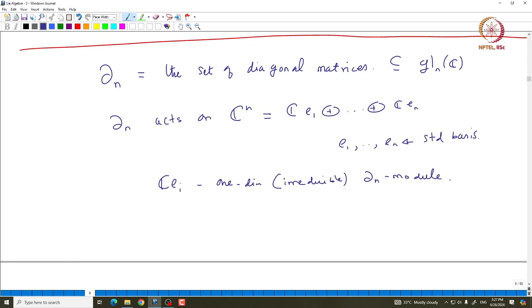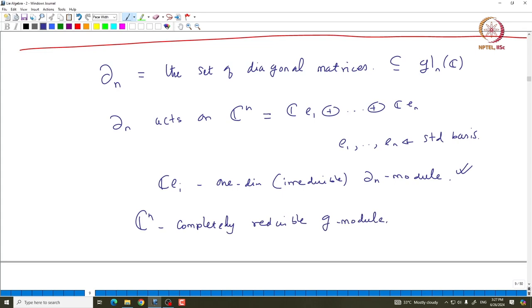Now using our characterization, you can see that C^n is indeed a direct sum of irreducible modules, so that will imply that C^n is a completely reducible module. That is also easy to check. If you start with any submodule, let us call it V, then it will have a complement V dash. Actually the natural vector space complement will give you the complement. So this I will leave as an exercise. Use the definition directly to prove that C^n is completely reducible.